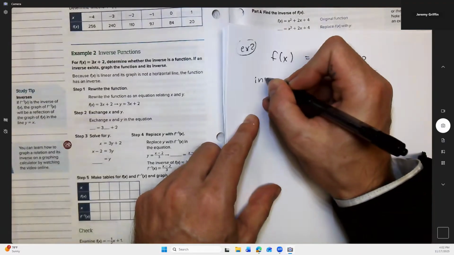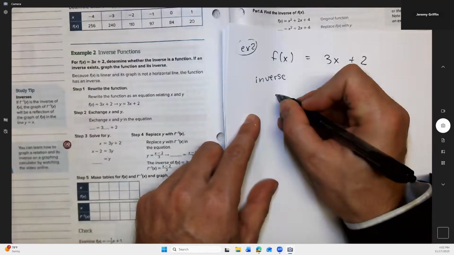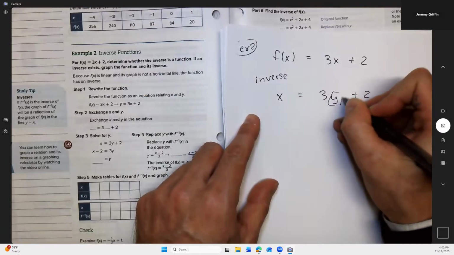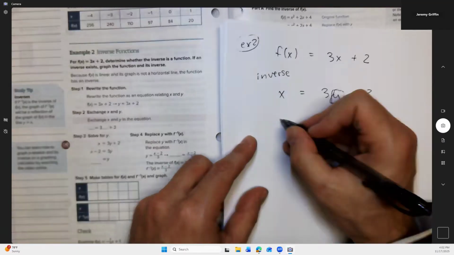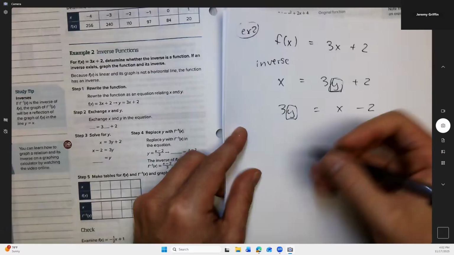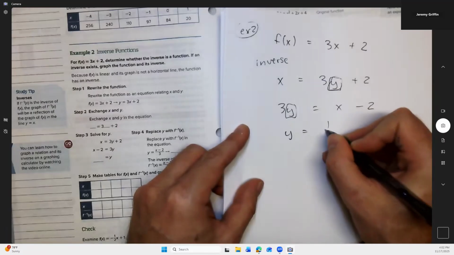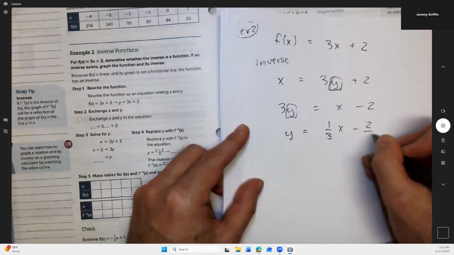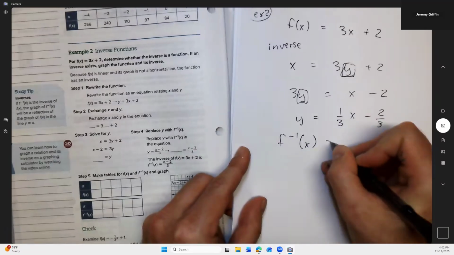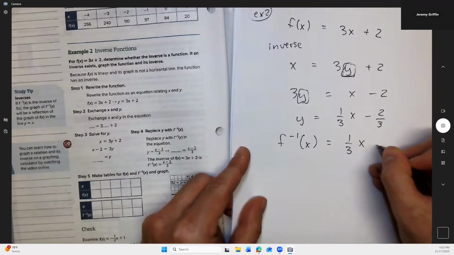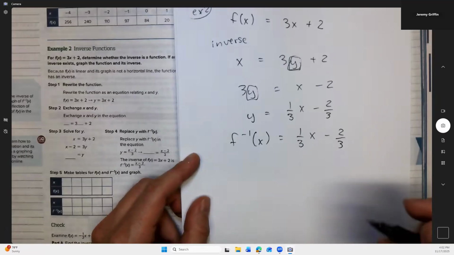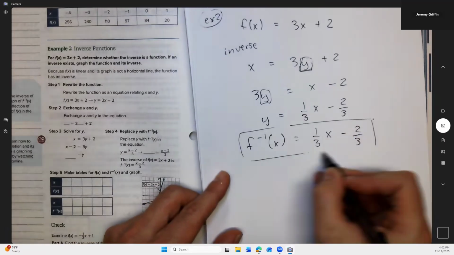So for the inverse, what I would do is swap the x and the y. So x equals 3y plus 2, and then solve for the new y. So subtract 2 over: 3y equals x minus 2, and then divide both sides by 3. So y equals 1/3 x minus 2/3. You could also call it f inverse of x. Oh yeah, this will be a function. It's just linear. Anything that's linear should come out to be a function, unless it's like a vertical line. So there's the inverse function.